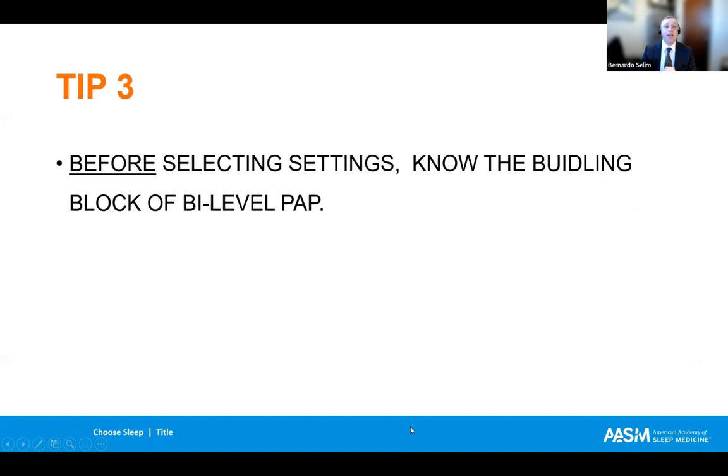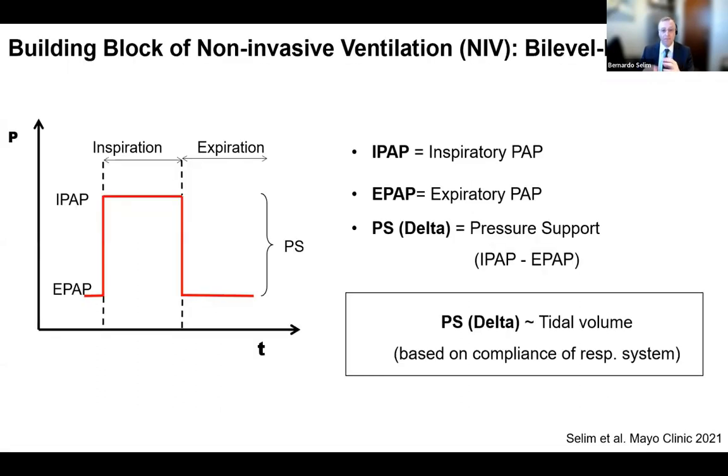So tip number three: before selecting settings, know the building block of your BiPAP. This comes because, now or in the future, all these companies will be throwing a lot of fancy names at you that will mean different things, and they will be branded and copyrighted in different ways. But if you go to the building block of how these devices are set and what settings they need, you will understand that all of them return to the same building block, the bi-levels.